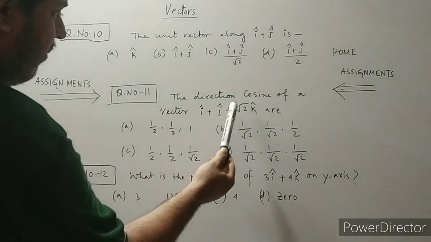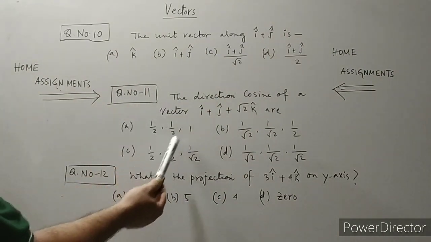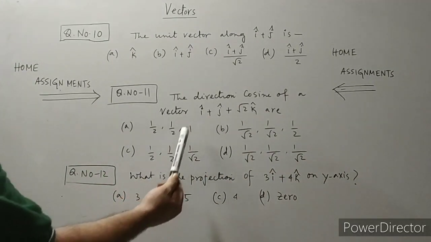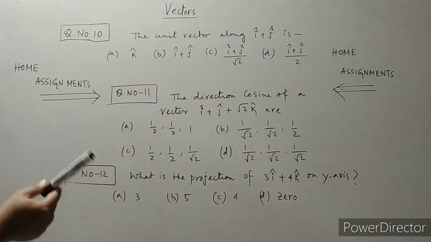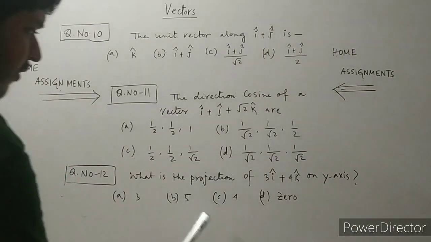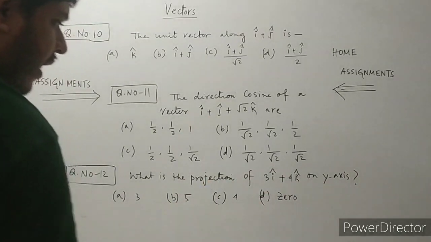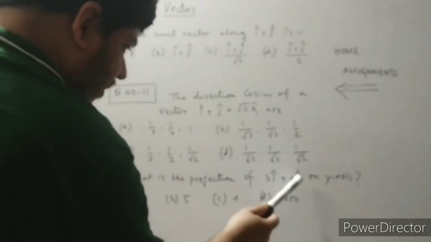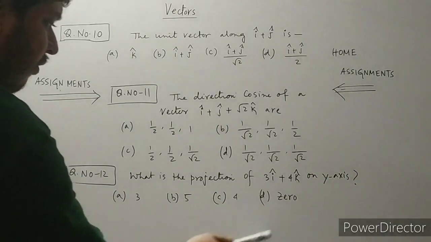i cap plus j cap plus root 2 k cap are, options are given: half, half, 1; 1 by root 2, 1 by root 2, 1 by 2; 1 by 2, 1 by 2, 1 by root 2; 1 by root 2, 1 by root 2 and 1 by root 2. Question number 12 is: what is the projection of 3i cap plus 4k cap on the y-axis? Options are 3, 5, 4 and 0.